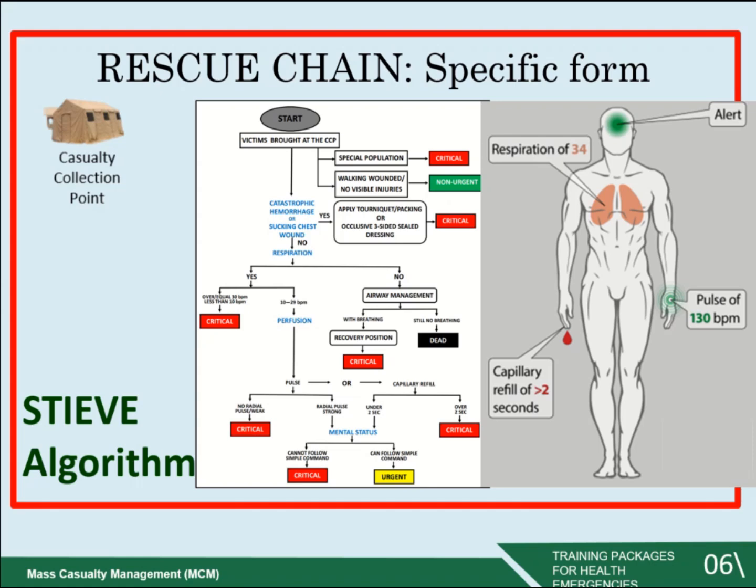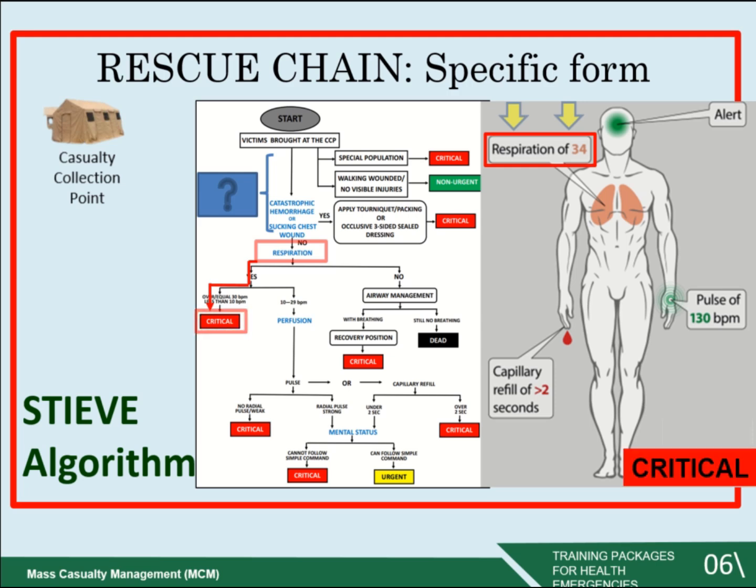Moving on to our first sample patient. Since we don't know for sure if this patient belongs to a special population group, nor if this patient has catastrophic bleeding, or if this patient is walking, we proceed to the next criterion, which is the respiration. Now, is the patient breathing? The answer is yes. The next question is the respiratory rate, but the respiratory rate is 34, making this algorithm go left, making us tag this patient as red or critical.